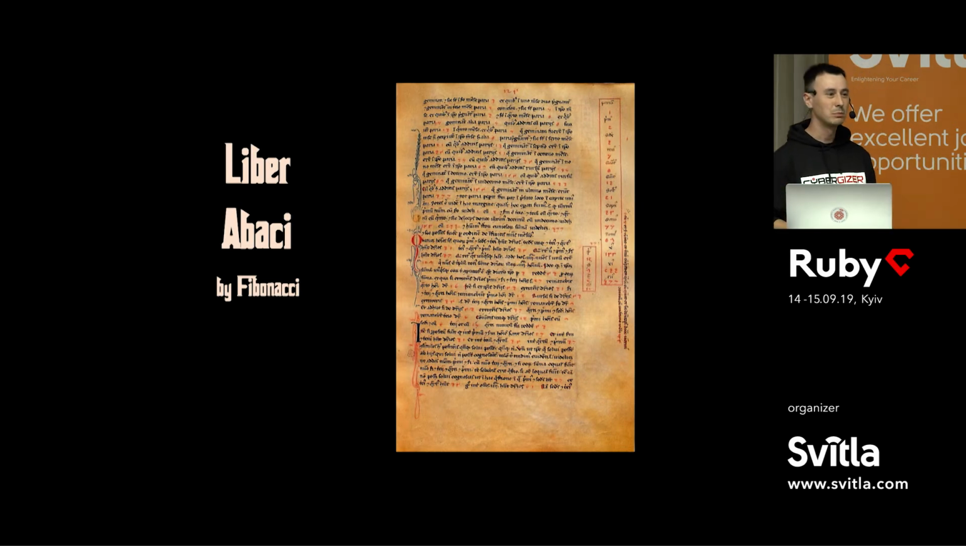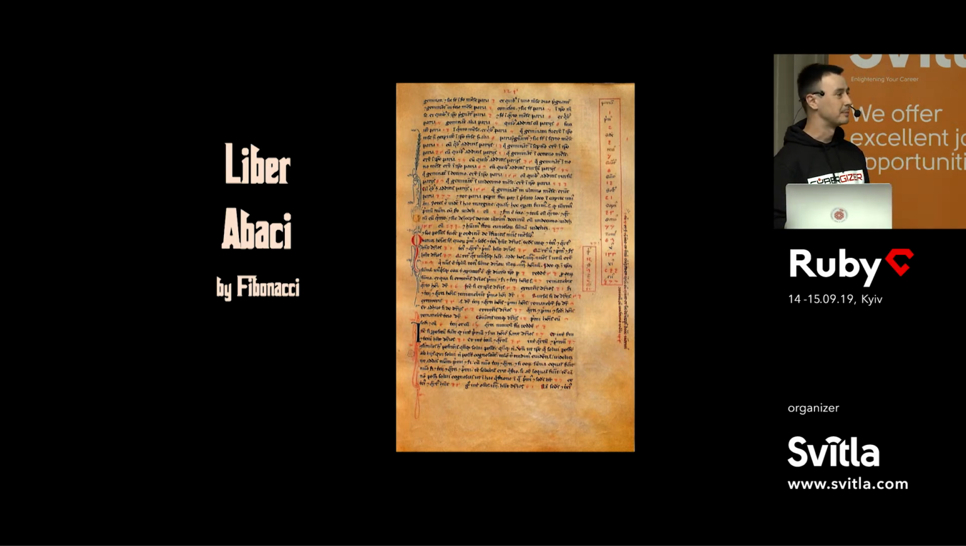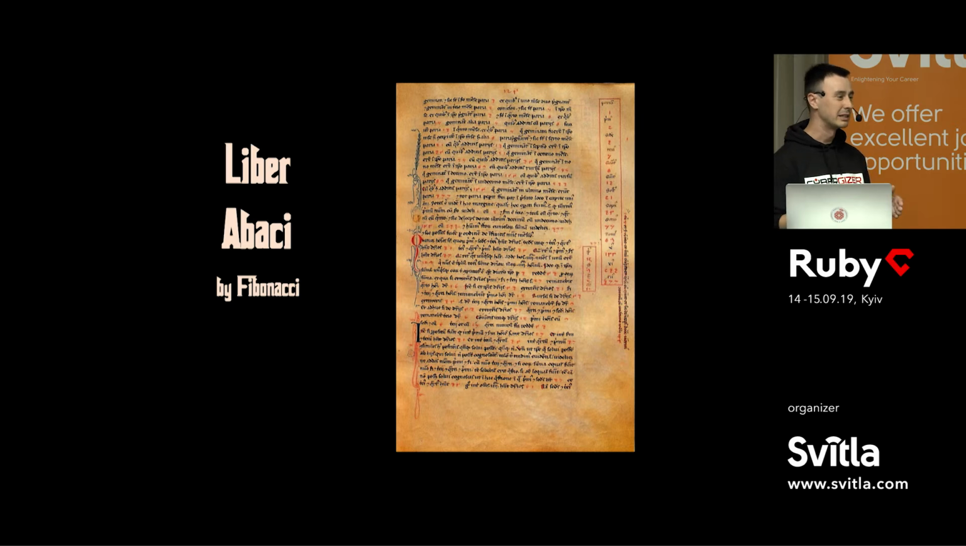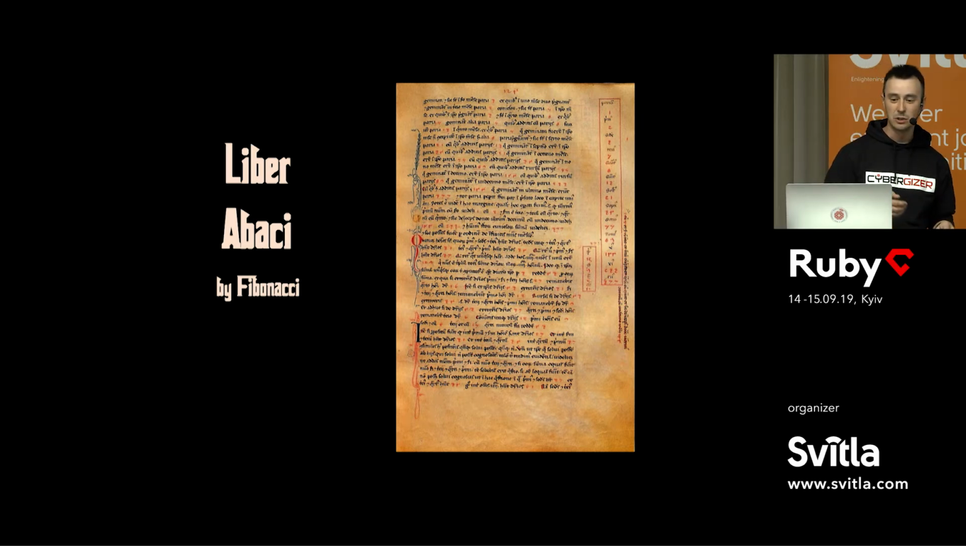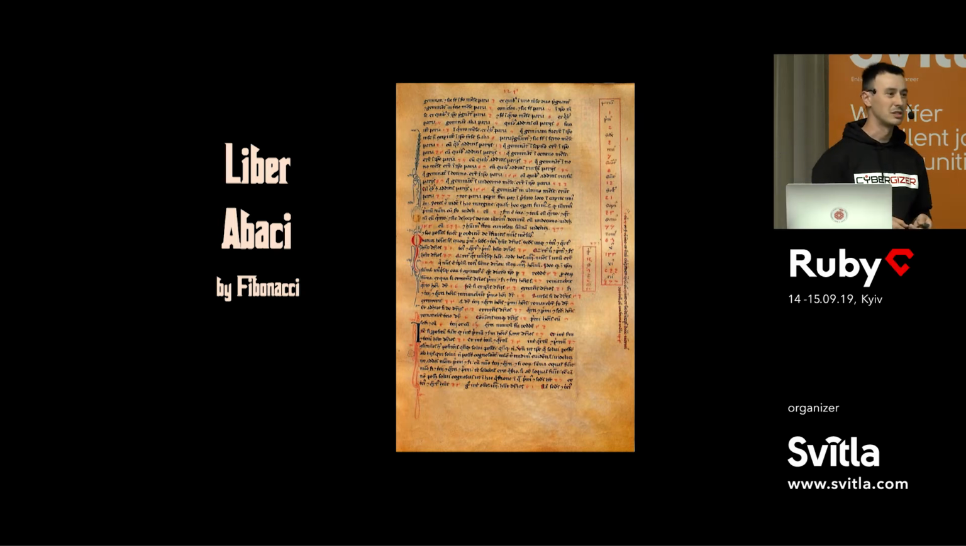Not for his sequence, but for his book, the Liber Abaci, where he first introduced Hindu-Arabic notation to the Western world. Before that, they used Roman notation, and there was no way to represent fractions, like you cannot write 1/2 or 1/3 in Roman notation. There was no way to represent zero, like nothing. So he first started to use zero for that. And he started to use negative numbers and showed that it's quite useful to use negative numbers to represent debts.